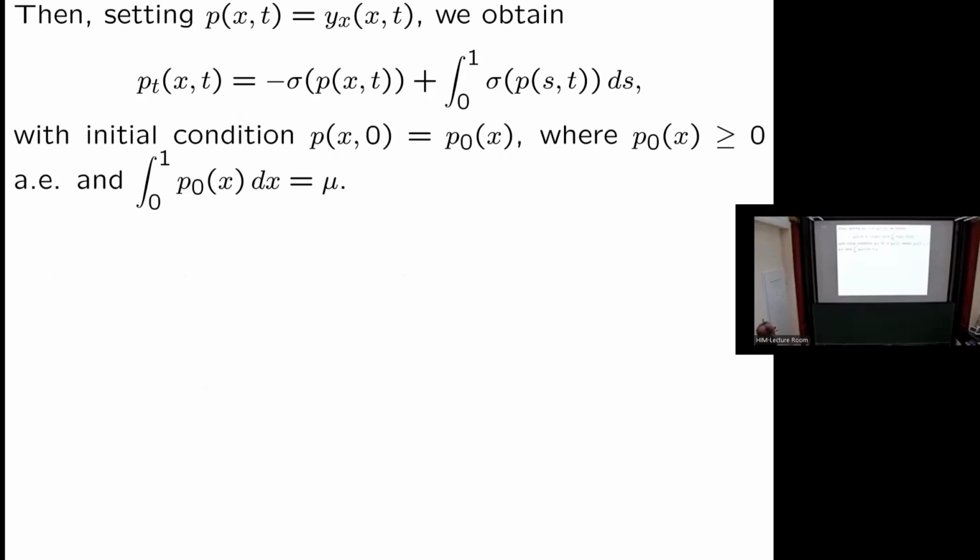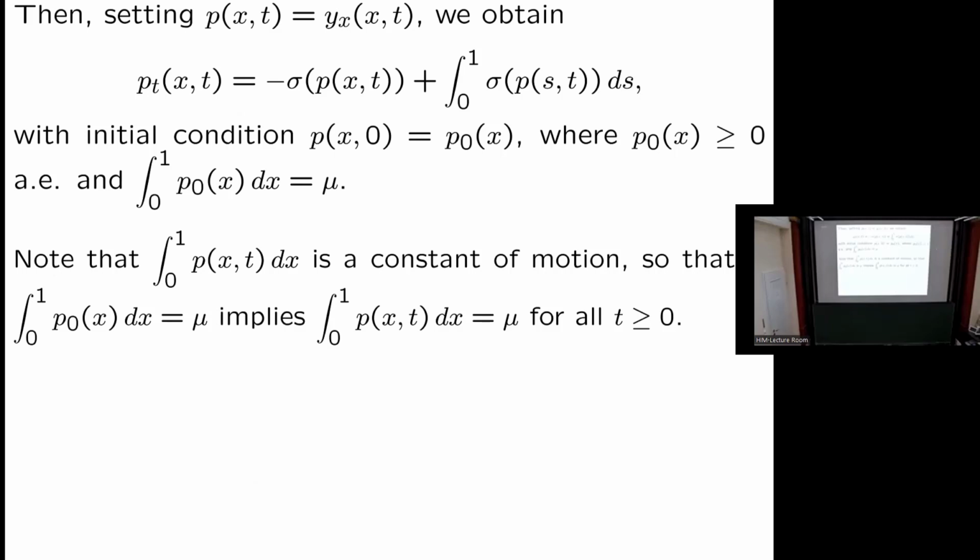And the initial condition is P(x,0) is P0(x), and the integral of P0 is mu, because P0 stands for the x derivative, and the boundary conditions are 0 and mu. Okay, so that's where the equation comes from, and of course the integral of sigma, from the way the equation is derived, is a constant of motion, and so if you start with initial data with the integral of P0 being mu, then it implies that the integral of P will be mu for all t positive.